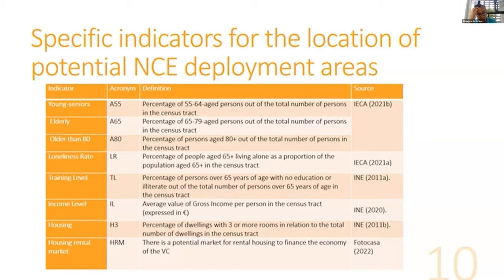Young seniors have a greater predisposition to cohabitation models such as cohousing. Elderly correspond to the sector of the population linked to the autonomous elderly and those who are retired. And those older than 80 years correspond to the sector of the population with potentially greater dependency needs and where their personal autonomy decreases considerably. In order to determine the potential area of implementation of this model, the indicators in this table have been defined. Loneliness rates, the percentage of people aged 65 or plus living alone as a proportion of the population aged 65 plus in the census tract, training level, income level, housing, and housing rental.